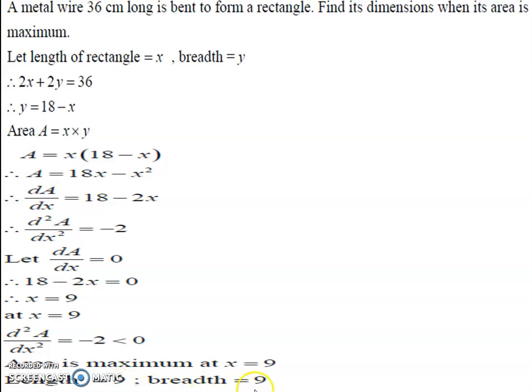And we have to put x is equal to 9 in this equation: y is 18 minus x, that is 18 minus 9. So y is equal to 9. So we derive length is 9, breadth is 9. That is called the dimension of the area with the maximum condition, proved, of the metal wire in the form of rectangle.